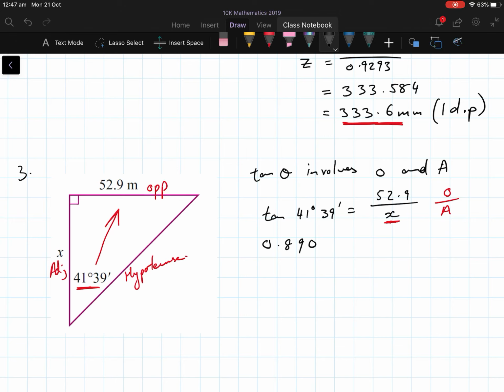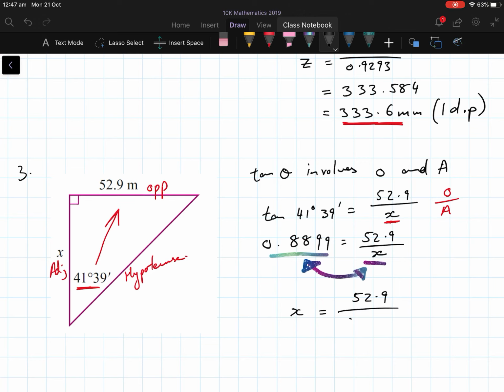Get 0.890. Actually, I take that back. I'm going to do it to 4 decimal places. So 0.8899, which is 52.9 over x. We're going to do our little switch. Take that, and we switch. That's my rainbow pen. You can all enjoy that. And so we get x is equal to 52.9 divided by 0.8899.